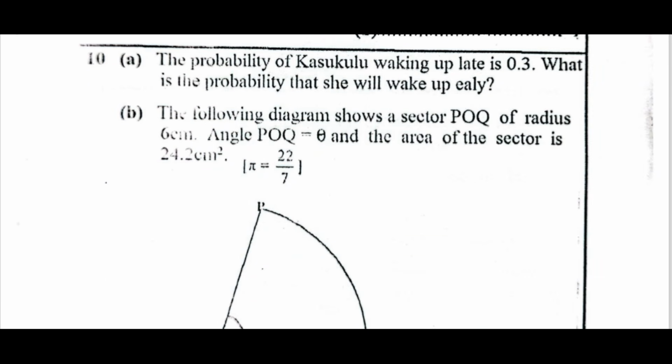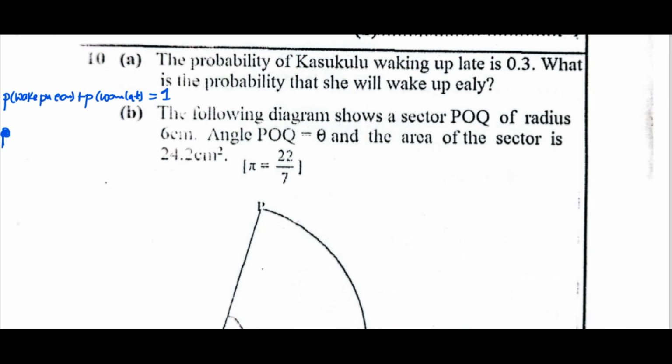So we move on to question 10a. The probability of Kaskuru waking up late is 0.3. What is the probability that she woke up early? So we use the probability of waking up early plus the probability of waking up late is equal to 1. We have the probability of waking up late. So we are calculating the probability of waking up early.